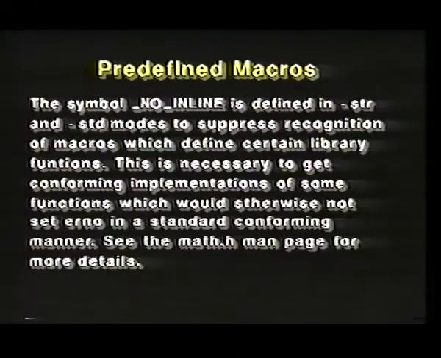The new symbol that is used is double underscore no inline. This is defined so that standard functions are not defined as macro-like functions. This does inhibit some optimization.